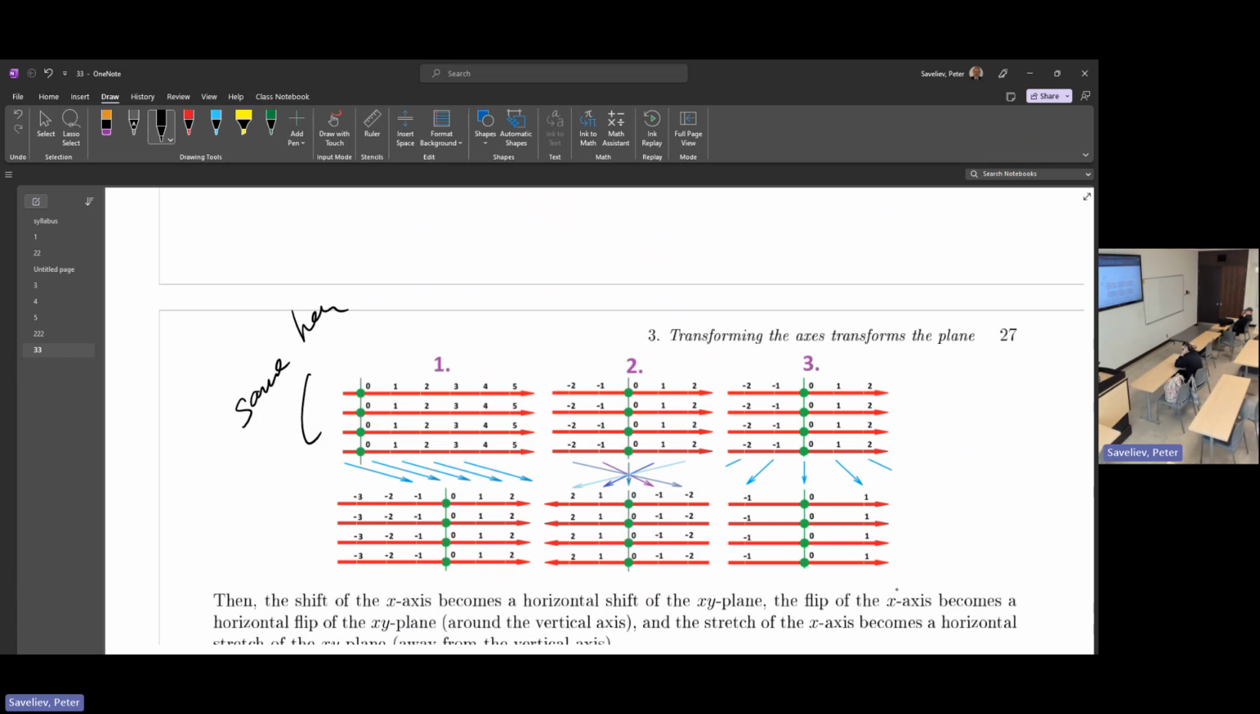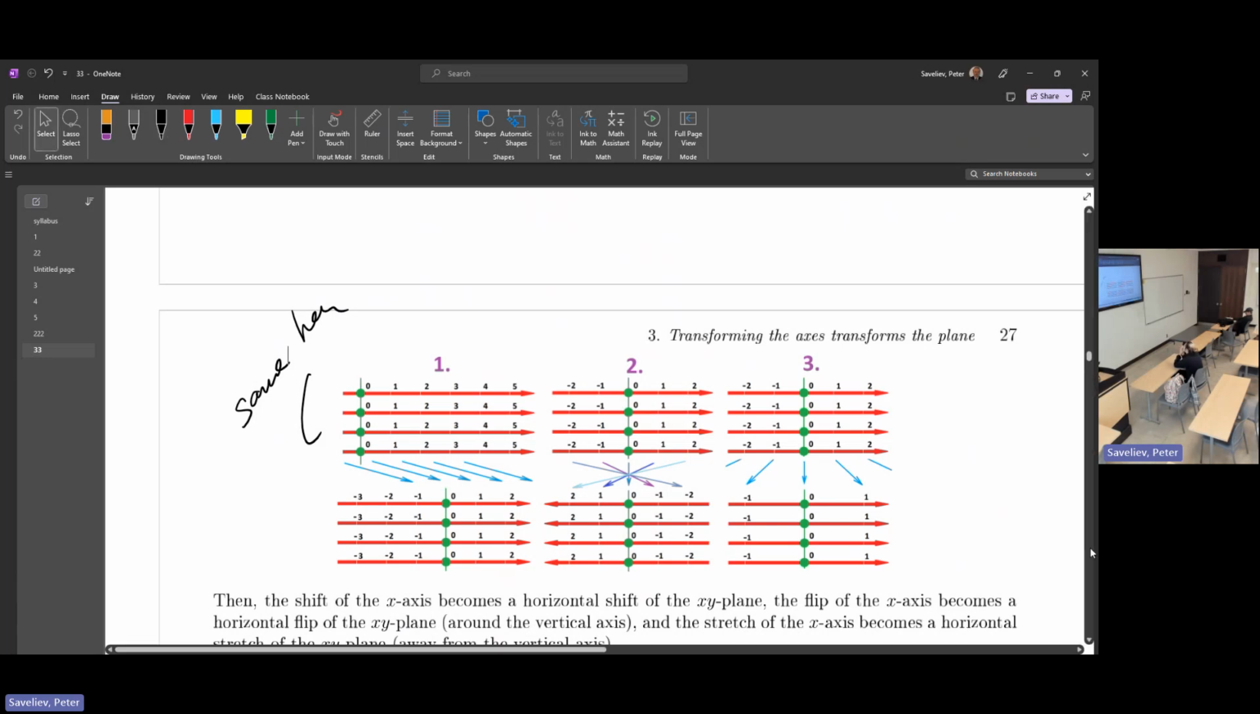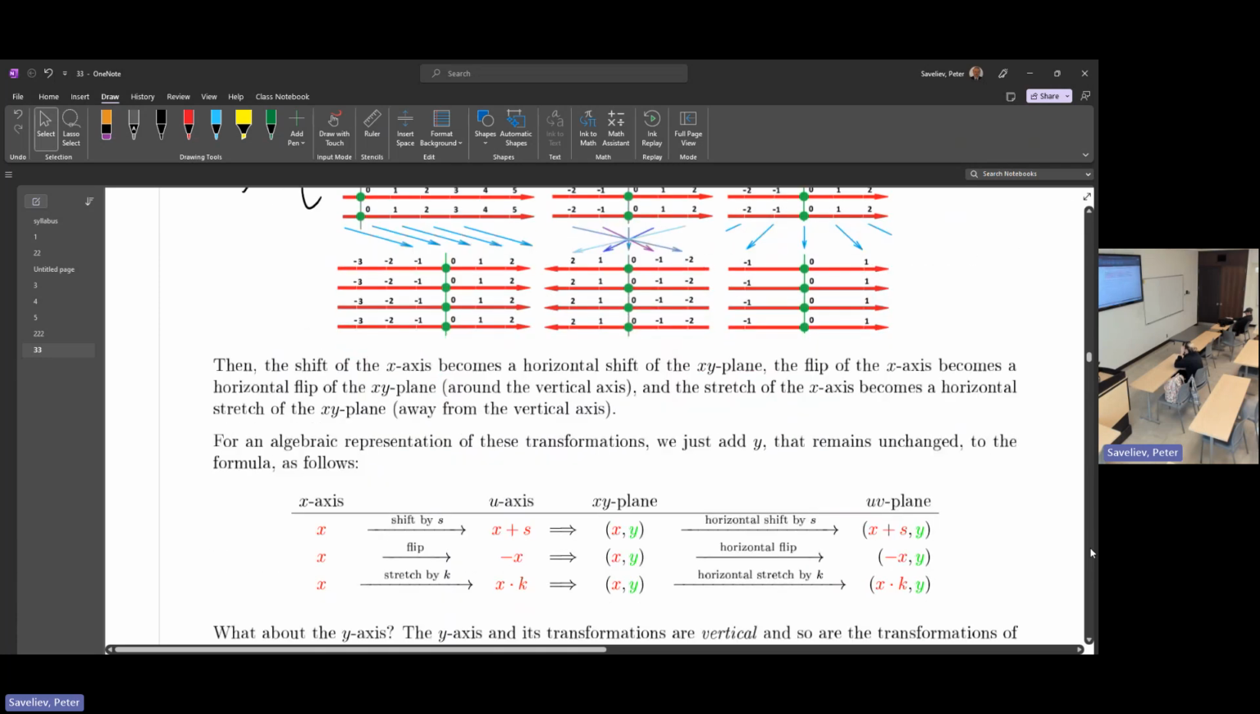The flip now is more interesting. Once again, every horizontal line is flipped, which means the whole plane is flipped. So like these, they're my axis, and I flip them like this. And finally, every horizontal line is stretched, and then the whole plane is stretched. It's very easy to imagine, but the point is really not here. The point is really the algebra.